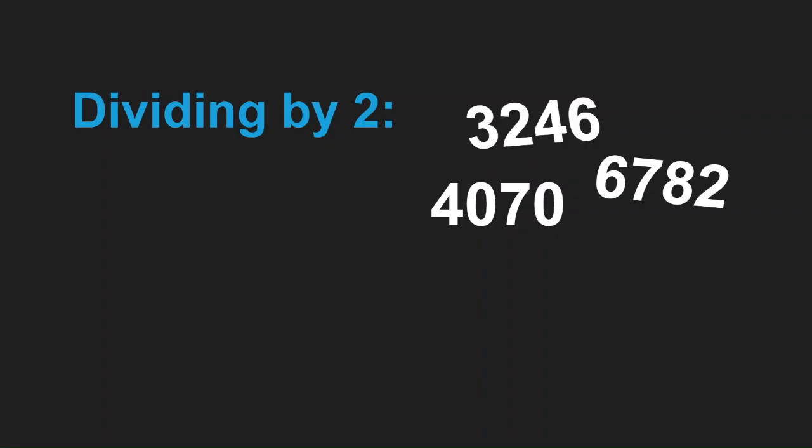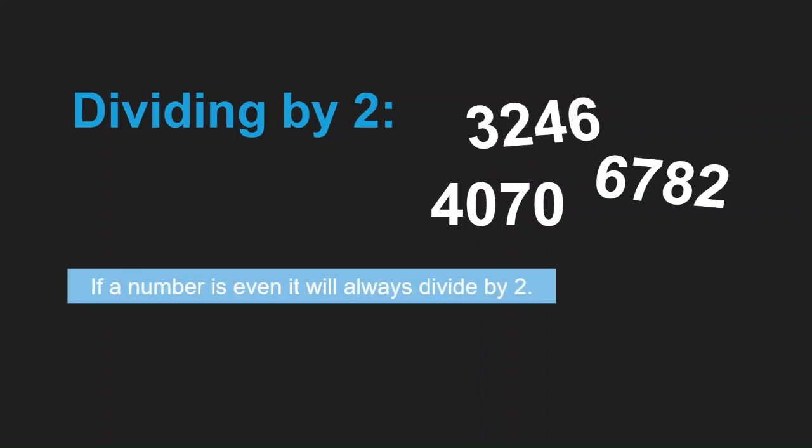When we move on to talking about 2, this rule is also pretty simple. We've got some numbers up there. 3,246, 6,782, 4,070. Do you think these numbers are divisible by 2? You can probably tell just by looking at them. But if you don't know, that's okay. This is a simple rule. If a number is even, it will always divide by 2.